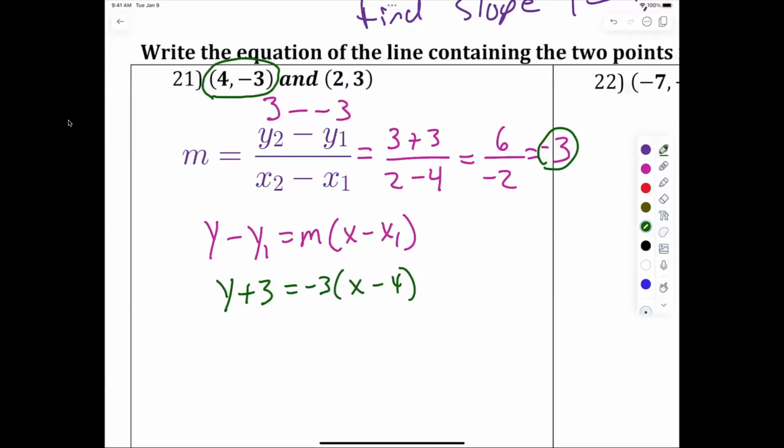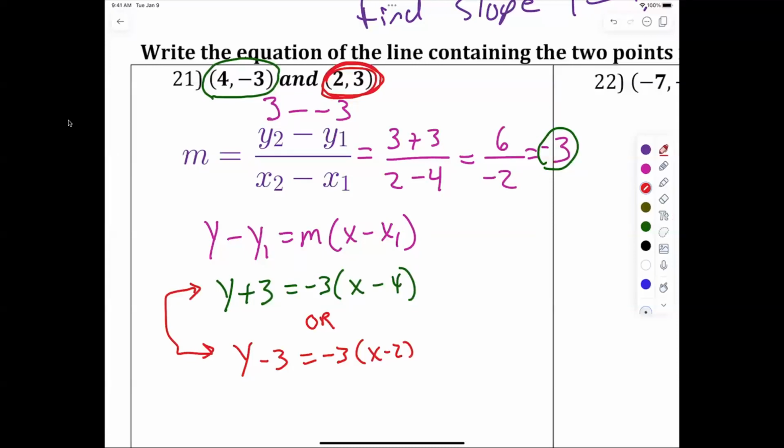That is an answer. Or I'm going to write the other choice. Or y minus 3 equals -3 times x minus 2. That's this point right here. You can put either one of those. Do you have to write them both? No, I'm smart enough to know which point you chose.